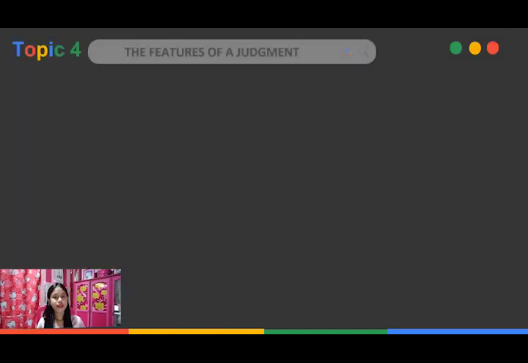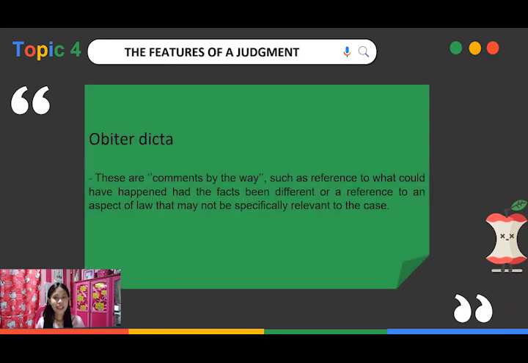Next is obiter dicta. What is obiter dicta? These are comments made by the way, such as a reference to what could have happened had the facts been different, or a reference to an aspect of law that may not be specifically relevant to the case. These are observations made by a judge in an opinion that are not necessary to resolve the case, and they are not legally binding on other courts, but may still be cited as persuasive authority in future litigation.